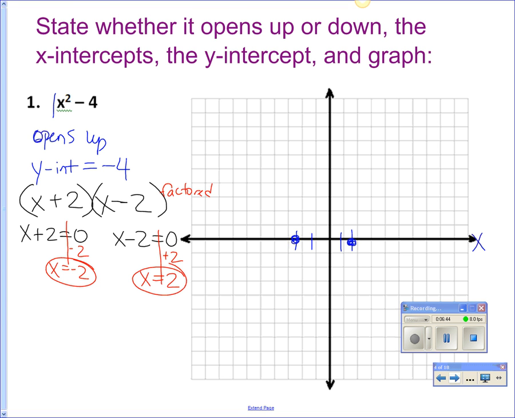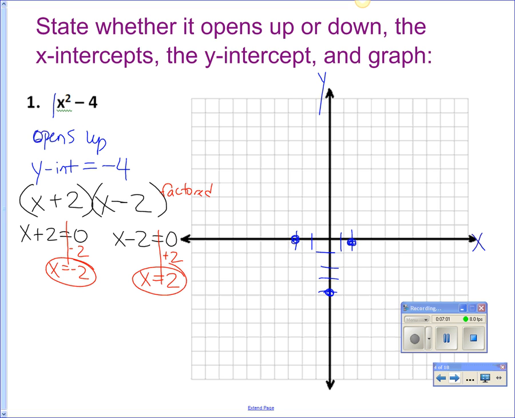What other point could I put on my graph? Very good. The y-intercept. Where's the y-intercept at? Negative 4. So this is the y. So I go 1, 2, 3, 4. Put a point.